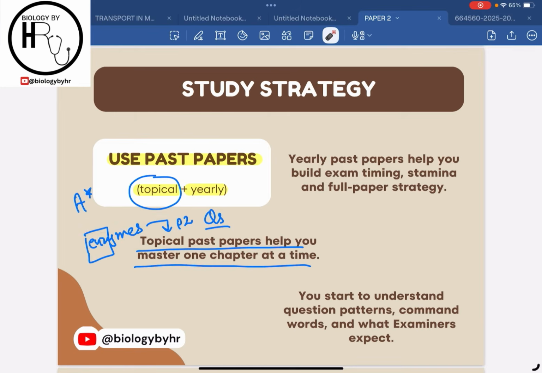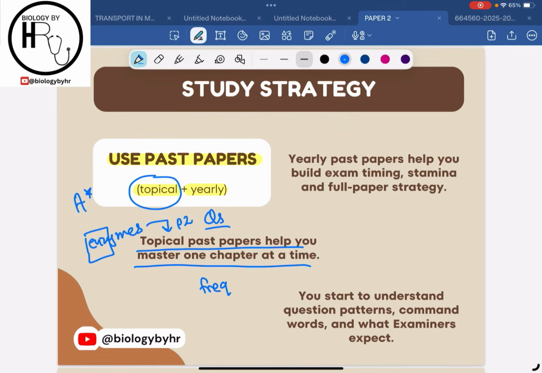You will get to know what sort of questions are coming in the exam, what the most frequently asked questions are, and which concepts you have to focus more on. So you will be getting this idea by solving the topical past papers, right?